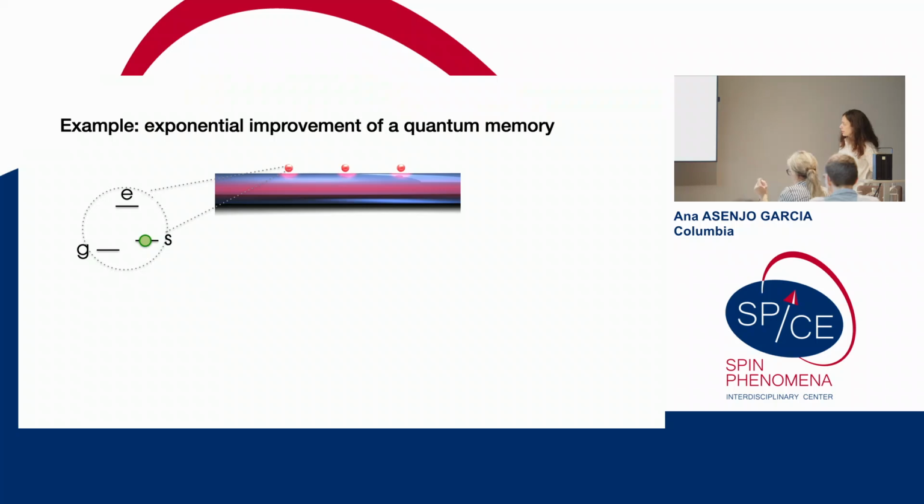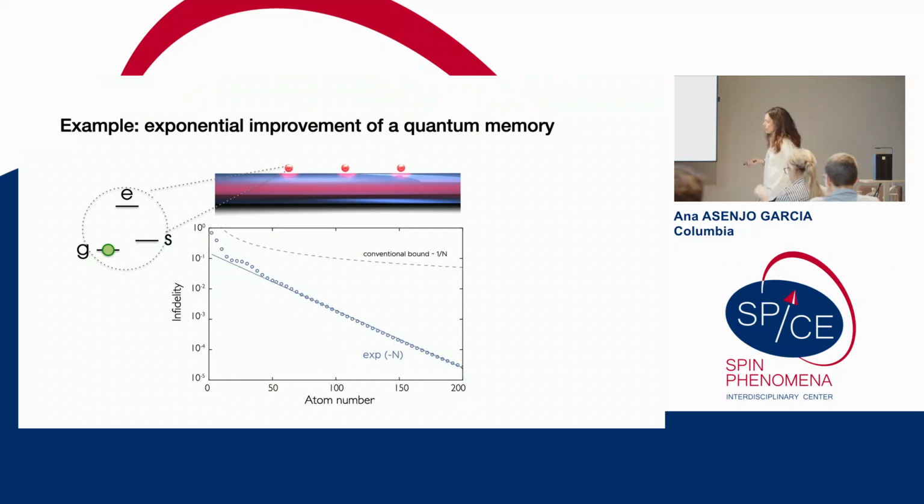And you can do that via the selective radiance. When we looked at the result, including selective radiance, you have the infidelity, which is the error in the retrieval of this photon that you have stored in your memory, versus atom number. The conventional performance is 1 over N, the inverse of the optical depth. And you see that you can exponentially improve it. You have to work a bit hard with exponential, and hopefully you would believe my polynomial scaling. You work a bit more, you get into exponential. So, yeah, pretty nice.